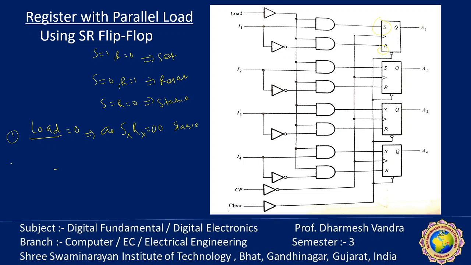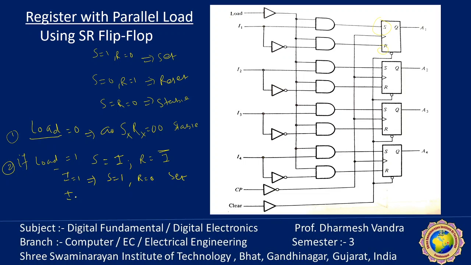Now next, if load equal to 1, then the output of S is equal to I and R is equal to I dash, because here the NOT gate is connected. So S is equal to 1 into I, and R is equal to 1 into I dash. So if I is equal to 1, then set equal to 1, reset equal to 0, and the output is set.